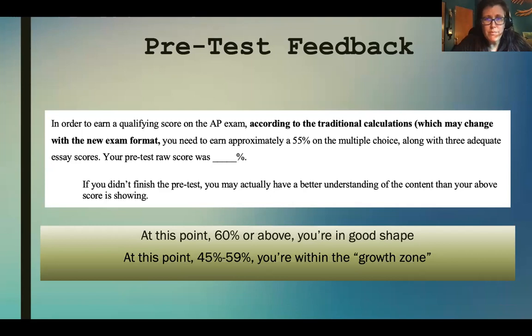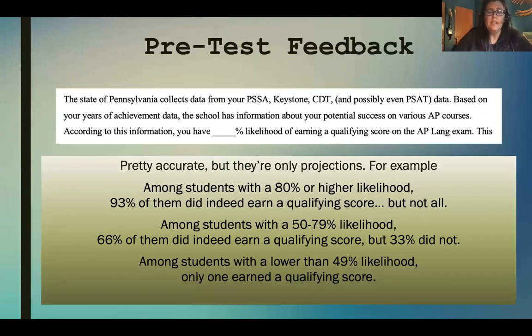So this is one piece of information that you're going to see on the form. The second piece of information comes to me from the state of Pennsylvania. What they do is they collect data from your PSSAs, your Keystones, your CDT. If you've taken the PSAT, they may pull that. And based on all of this data they have on you, which is quite frankly kind of creepy, the school then gets information about your potential for success in various AP courses.